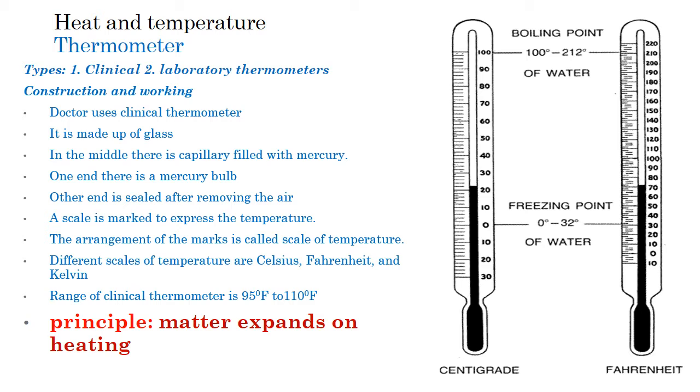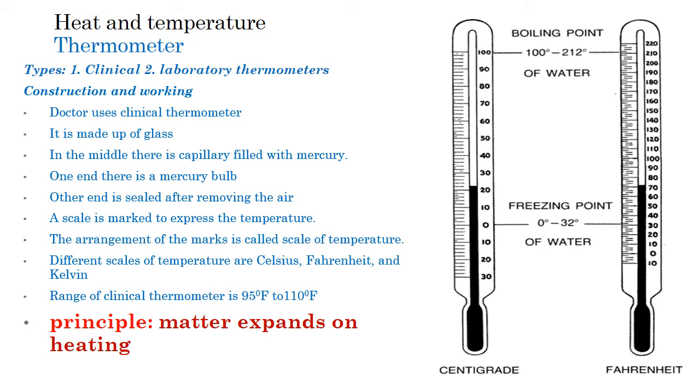Then what are the scales? Centigrade scale and Fahrenheit scale. So different scales of temperature are used. One is Celsius, Fahrenheit and Kelvin. Normally the ranges you will learn in the next classes, but just let us know, the doctor uses the clinical thermometer, and it ranges from 95 degrees Fahrenheit to 110 degrees Fahrenheit.